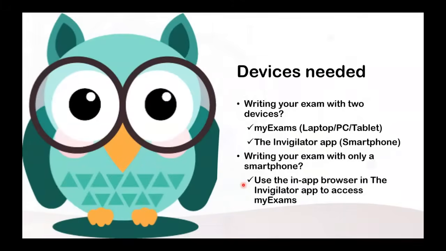So how does it work? There are 2 different ways, and I did see a question already come through with regards to this. Writing an exam with 2 devices is actually the best setup. In other words, you've got myExams on your laptop, your PC, or your tablet, and then the Invigilating app sits just on your smartphone. That is brilliant. That is the ideal setup.